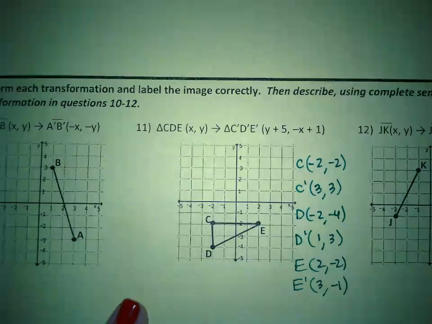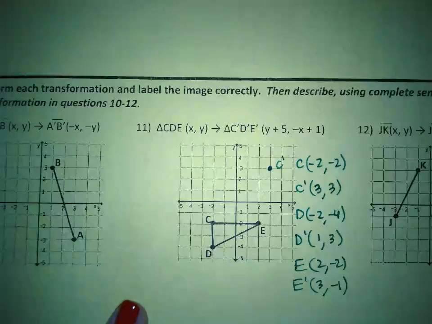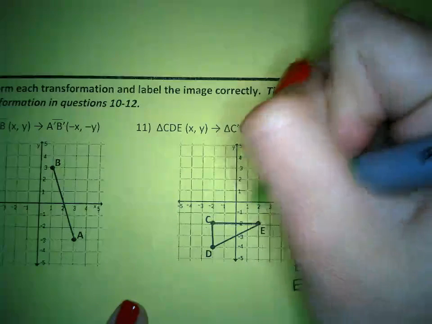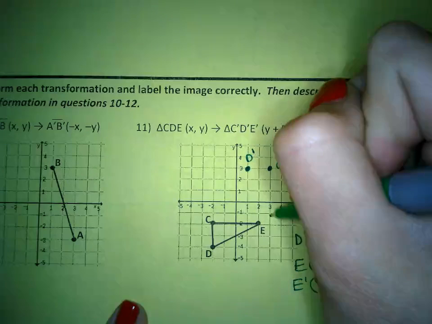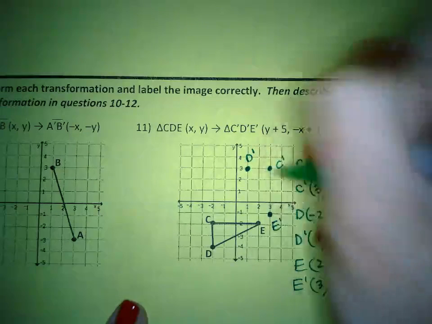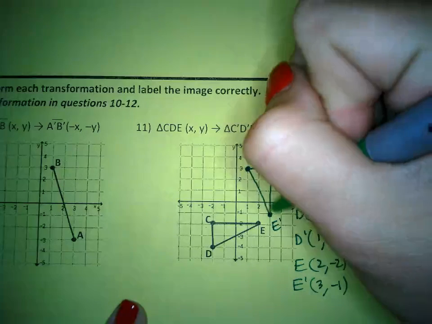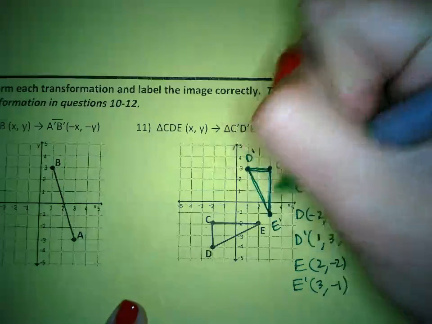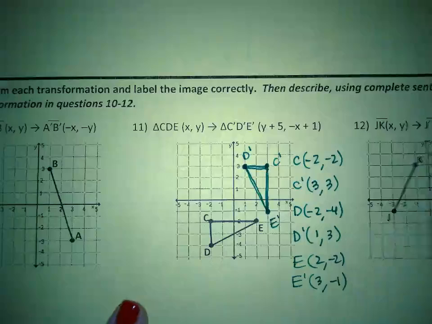All right, so let's go ahead and plot these. We have 3, 3. We have 1, 3. And we have 3, negative 1. So just take a look at yours, see whether you got it right or wrong, and pause the video if you need to.